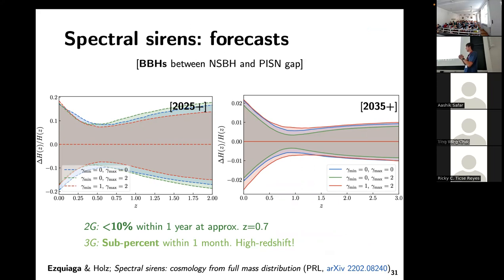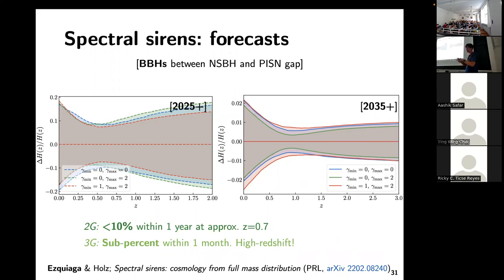And then with the current population of binary black holes, at design sensitivity, one could get constraints on the expansion rate at redshift of around 0.7, better than 10%. I think this is exciting because this is also a period of the universe that has been explored with other cosmological probes like baryon acoustic oscillations.